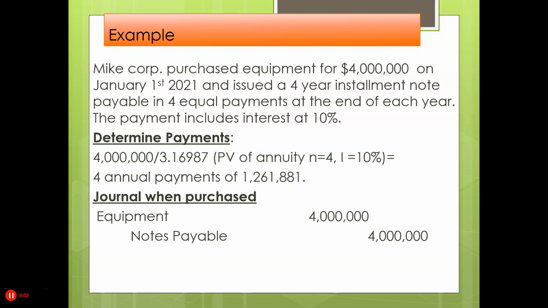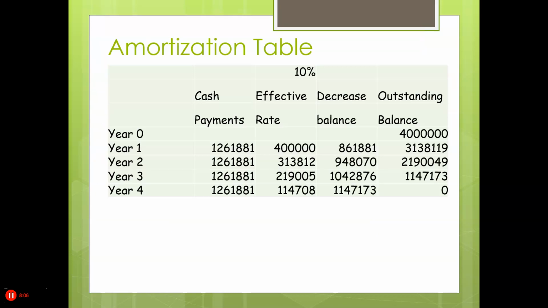Now, what's going to happen next is we want to do an amortization table. Now, if you look at every time we make a payment, we're going to take the $4 million, we're going to make a payment of $1,261,881. If you notice, that's the same for all 4 years. It's always at the end of the year. The effective rate on that balance in the first year is $4 million times 10%, which is $400,000. You subtract, and the difference is going to be your decrease in your balance. And now we're going to have a new balance of $313.